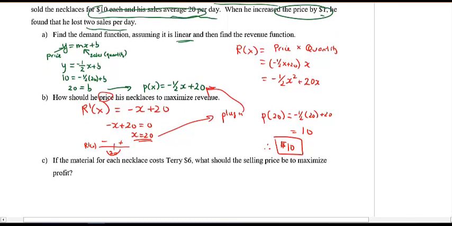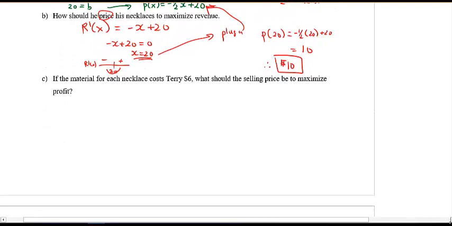Now, what about the next part? What happens if now we figured out that the material for each necklace cost Terry $6? What should his selling price be in order to maximize profit? Now remember, the idea of profit, once again, is revenue minus cost. So revenue's function is that lovely parabola. The cost function in this case is $6, so it's really 6 times x. It's linear. And now if I want to find out what I should be maximizing for profit, I want its derivative.